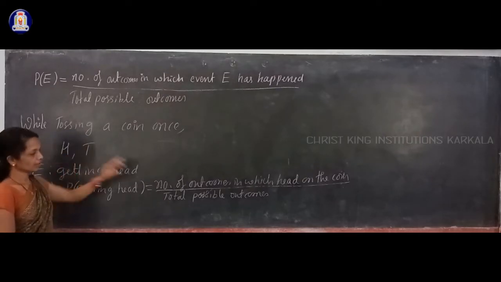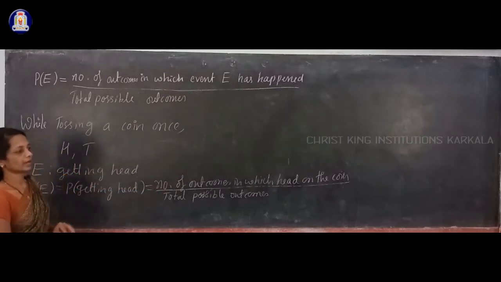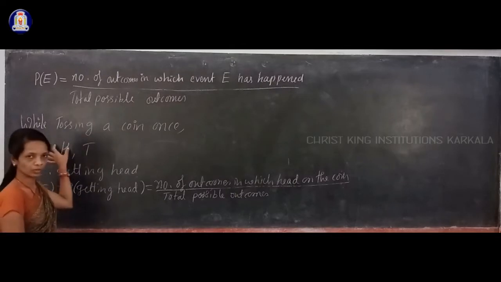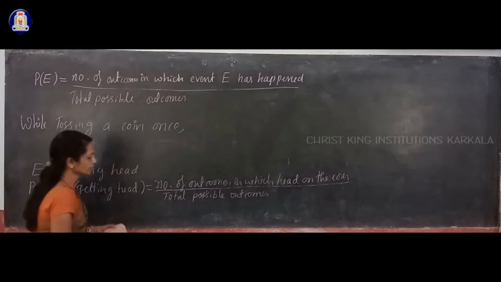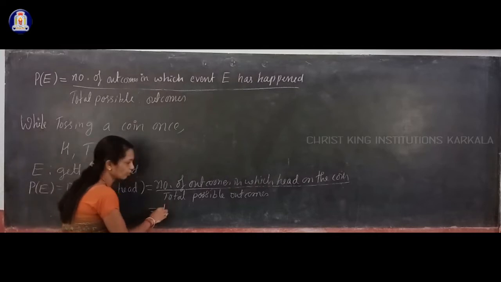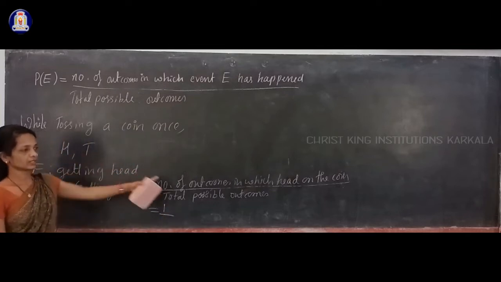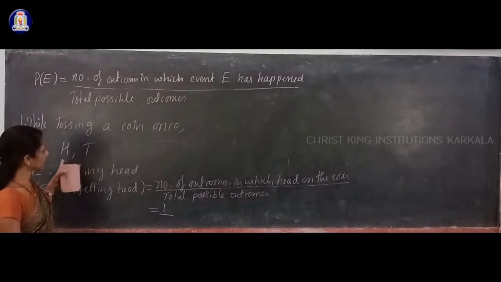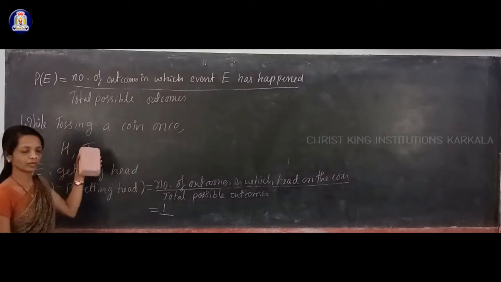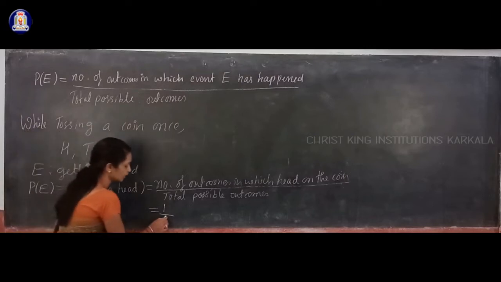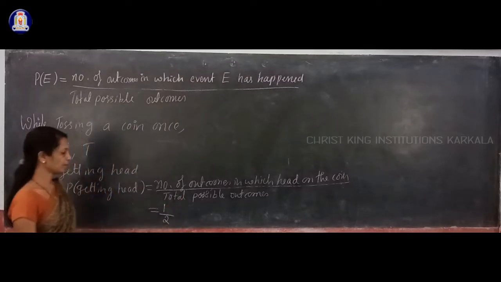Okay, so number of outcomes in which head on the coin, that is only one outcome you have, right? Only one outcome, that is head. Number of outcomes means there is only one outcome in which this event has happened, dividing by total outcomes. Total how many outcomes you have in this experiment, that you have to write in the denominator place. Okay, so 1 by 2.